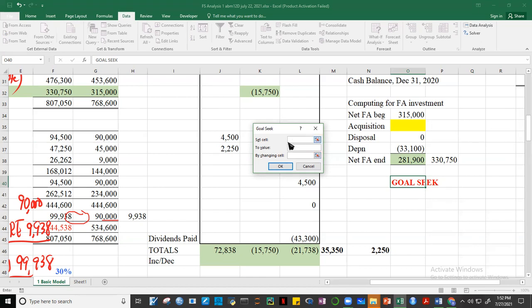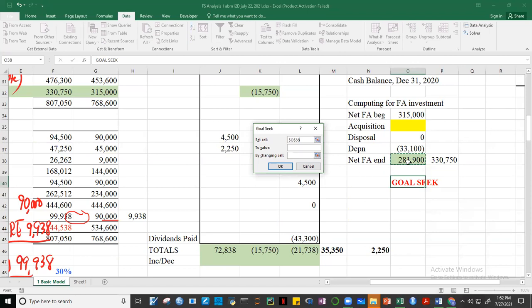So dapat guys, ano yung set cell natin? What should be our set cell? Anong cell yon? Paki-chat nga please. Set what cell? Okay. Let's see. Net FAN. Okay, that's cell O38, no? So you're correct. Thank you, Jody. Ito yun. Set this cell, okay?